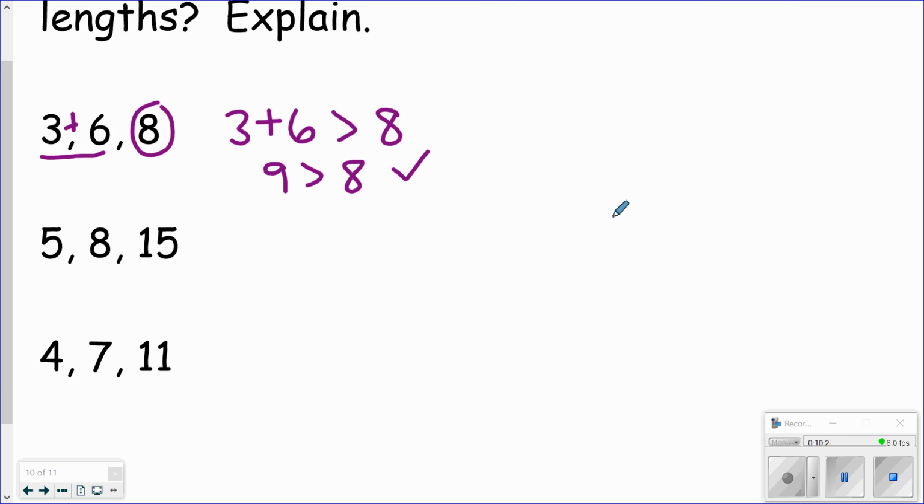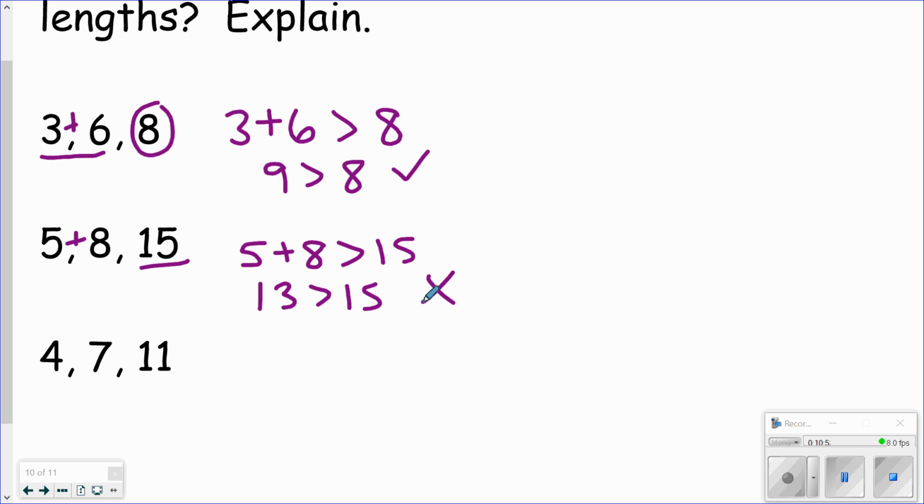Let's look at our second example. What is the longest side length? Well, it's 15, which means I need to add up the two smaller side lengths. So 5 plus 8, is that greater than 15? Well, what is 5 plus 8? That is 13. So is 13 greater than 15? No, it's not, meaning that those two sides would not touch. So this would not create a triangle.